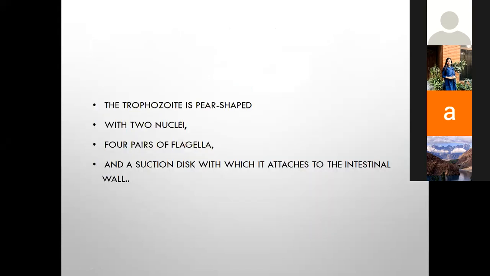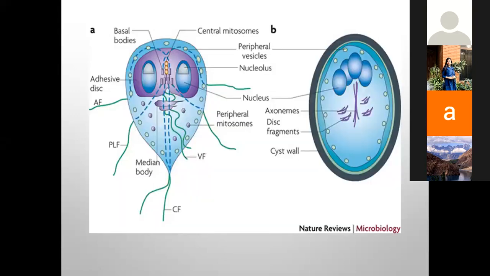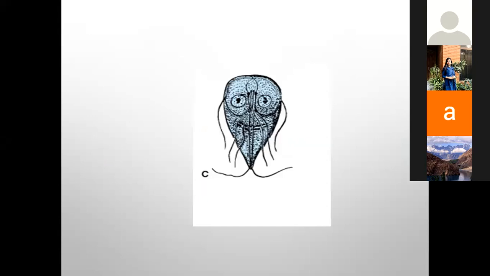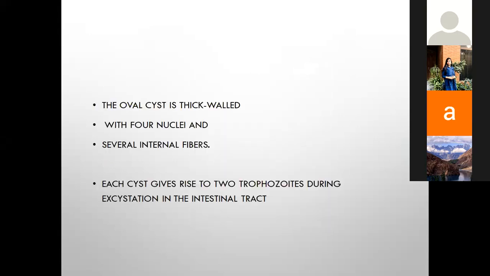And a suction disc which attaches to the intestinal wall. This is the suction disc, this purple one. So with this, it gets attached to your gut inside the intestines. Yeah, this is from your book, and it comes like this, same. It's an important feature and easily recognizable in the OSPE section.